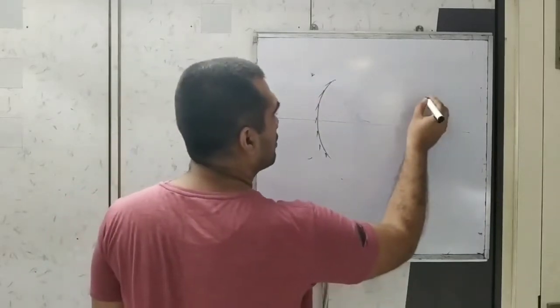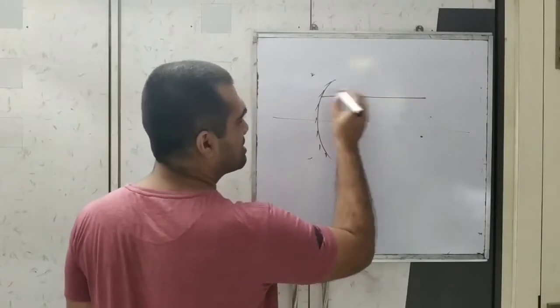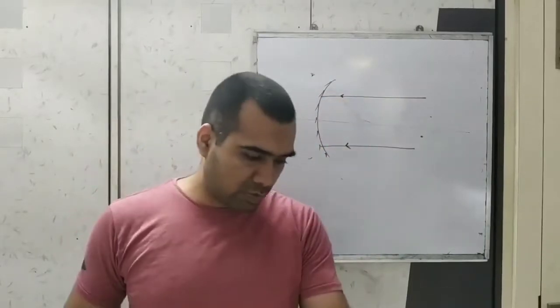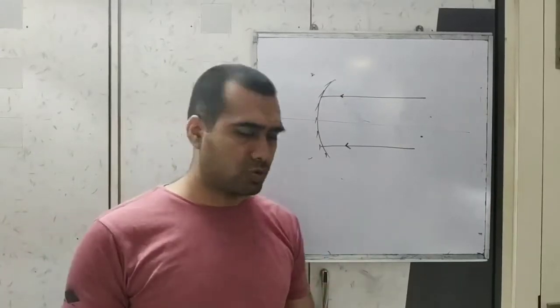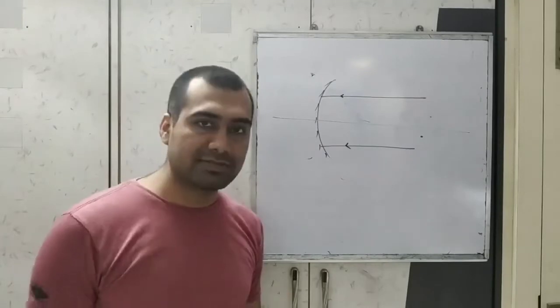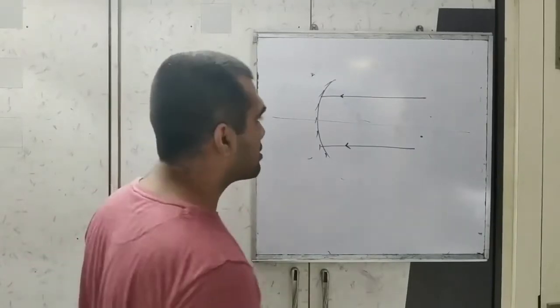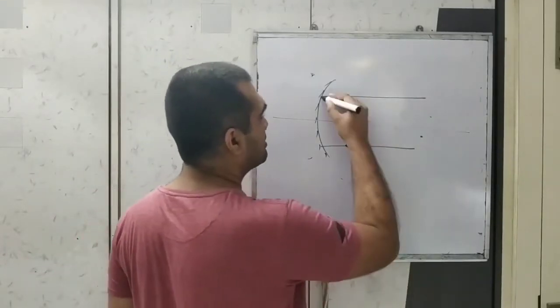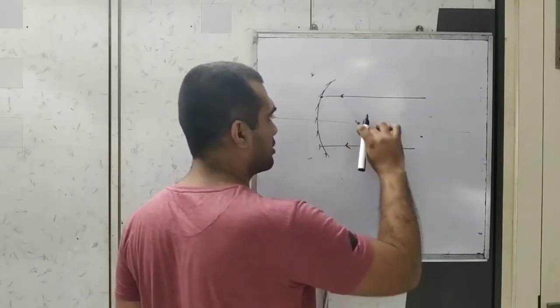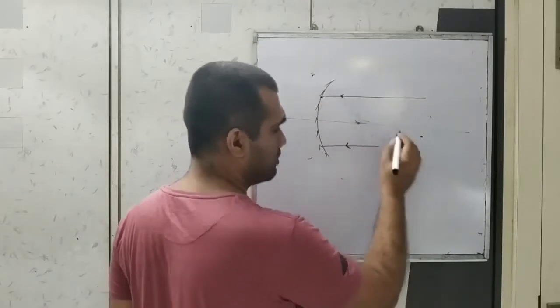So if you have rays of light which are incident and parallel, two rays are enough. In the textbook they have shown many rays, no need to show so many rays, two rays are enough. After reflection, they will meet at a point on the principal axis, and that is called the principal focus. Let me show the reflected rays with another color, just to make it very clear for you.